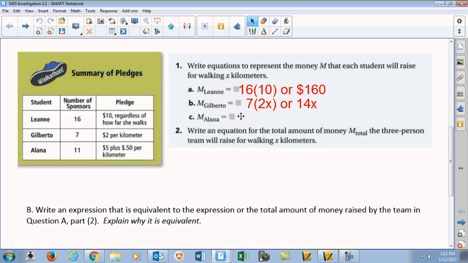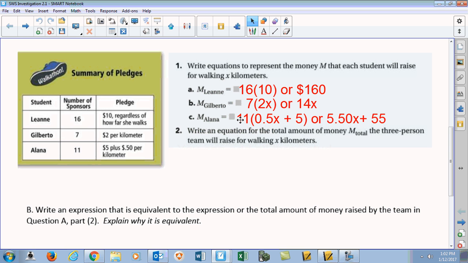All right, and then Alana had 11 people, and again, the reason it's written as an expression is because she's going to get 50 cents per kilometer plus $5 from everybody. So again, that x will be the number of kilometers that she walks.